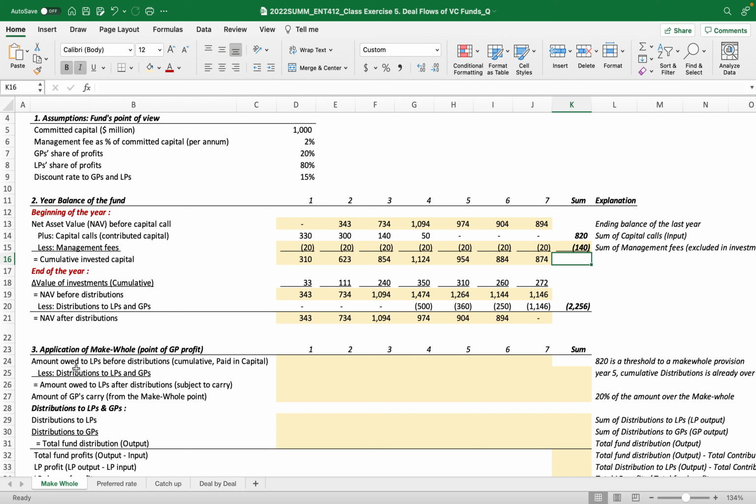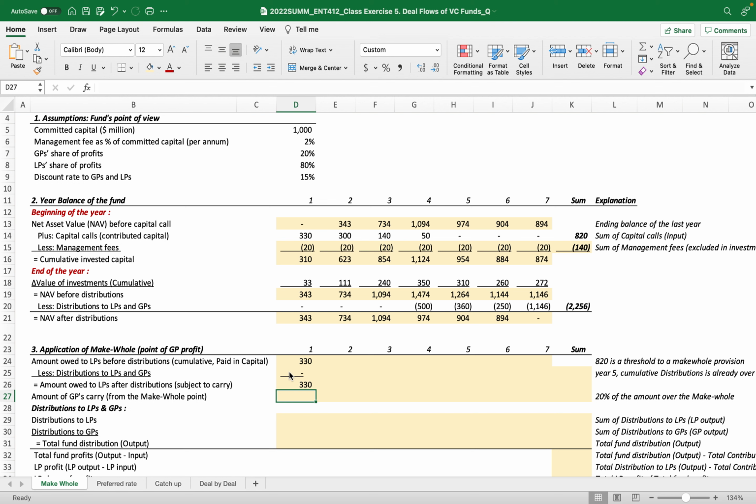The amount owed to the LPs before the distribution. How much are they owed? Right, the capital cost is the amount owed, right? So 330. Next, how much is the less distribution? Right, we have it here. Let's now put here the amount owed to LPs after distribution, right? We can just sum these two up, right?